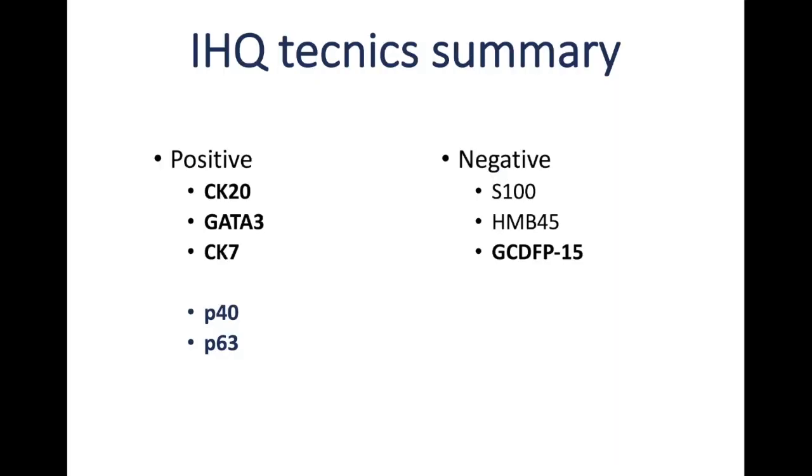We did the next immunohistochemistry techniques. S100 and HMB45 were negative and ruled out melanoma. Gross cystic disease fluid protein 15 was negative. This is a sensitive marker for Paget disease, but GATA3 is more sensitive. We will see later. And in this case, it is positive. And GATA3 is also positive in urothelial carcinoma. For that, we are thinking about a secondary Paget disease in relation with the previous urothelial carcinoma. We decided to do these two markers, P40 and P63.